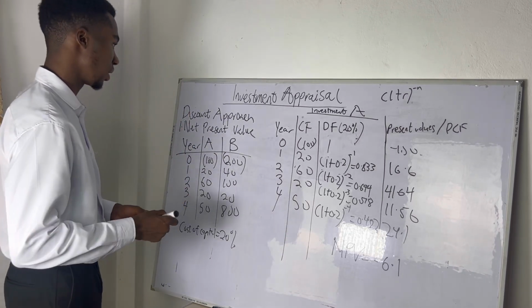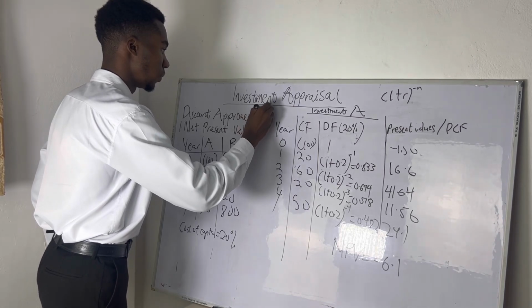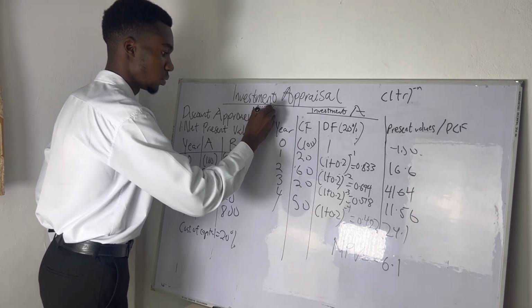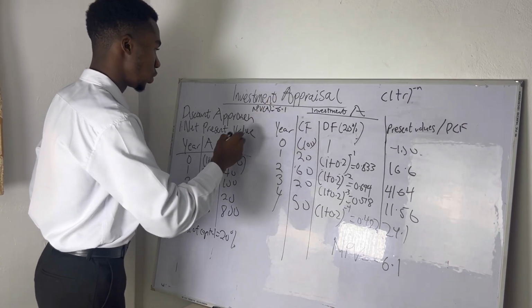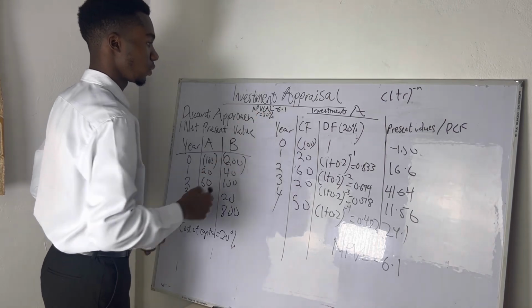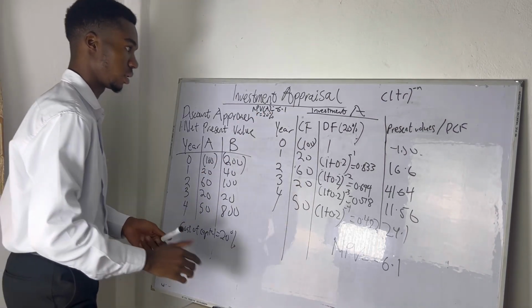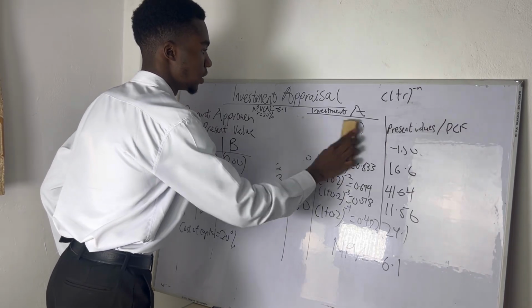So let me write it somewhere here. NPV of A is equal to negative 6.1. Then the rate was 20%. So you guys understand why I'm writing it. So that's for investment A. Now let's go to investment B.